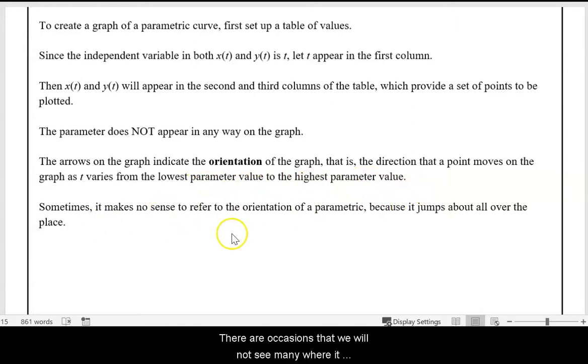There are occasions, though we will not see many, where it makes no sense to refer to the orientation of a parametric equation because in fact it jumps around all over the place. It switches from one side to the other, from top to bottom, left to right, and there is no obvious order. In this case, you simply draw the graph after it is completed, and you don't try to put the arrows on there.